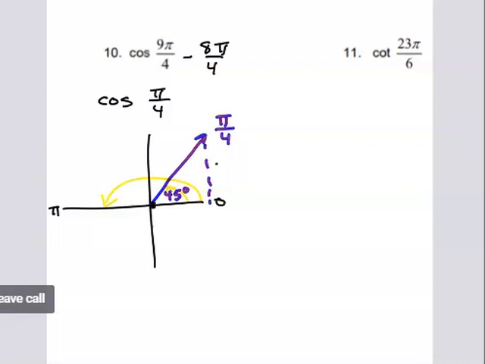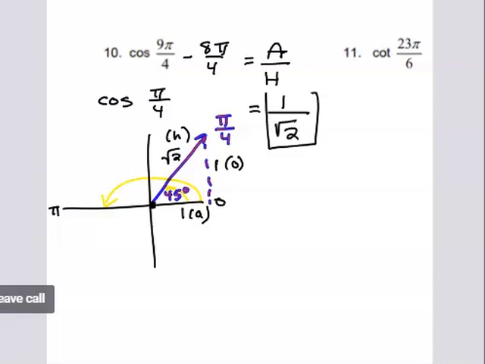Across from 45 degrees, remember this is a 1, 1, square root of 2. This is the opposite, hypotenuse, adjacent. Cosine is A over H. The A is 1. The H is square root of 2. And you can leave it like that, or if you multiply the top by square root of 2 and the bottom by square root of 2, square root of 2 over square root of 2 times square root of 2 is 2. So either one is just fine.